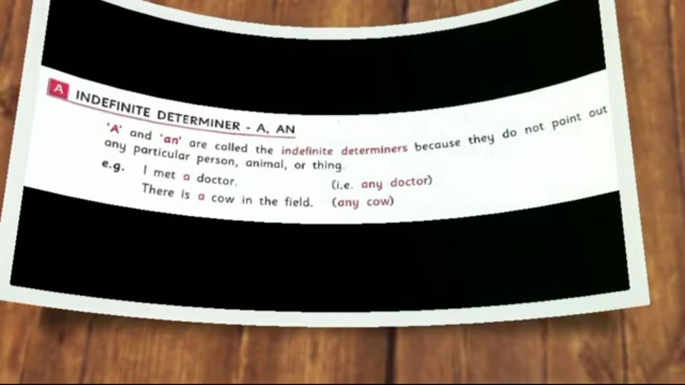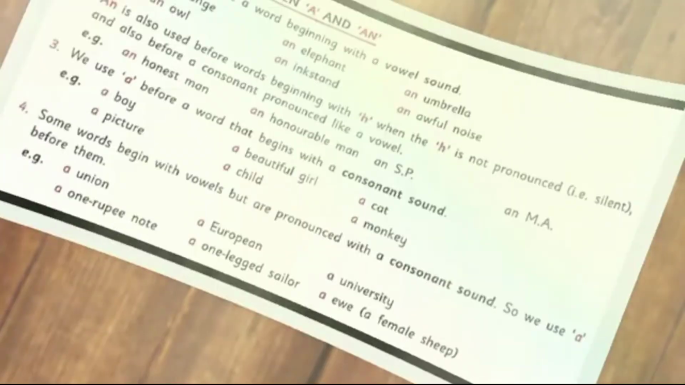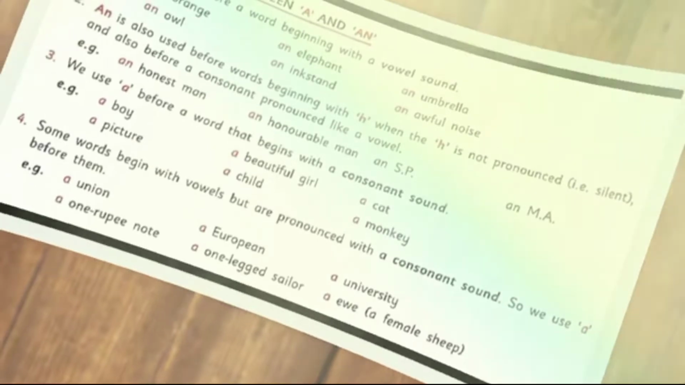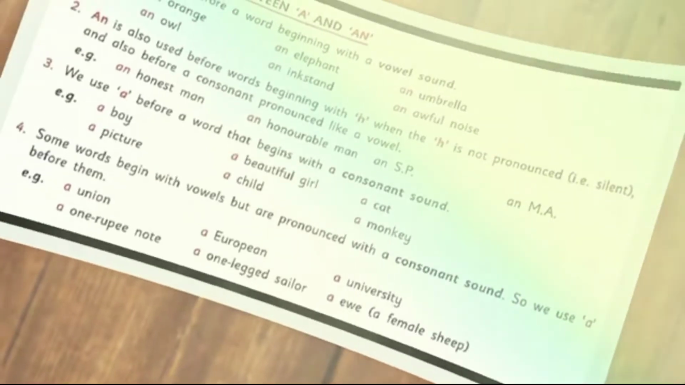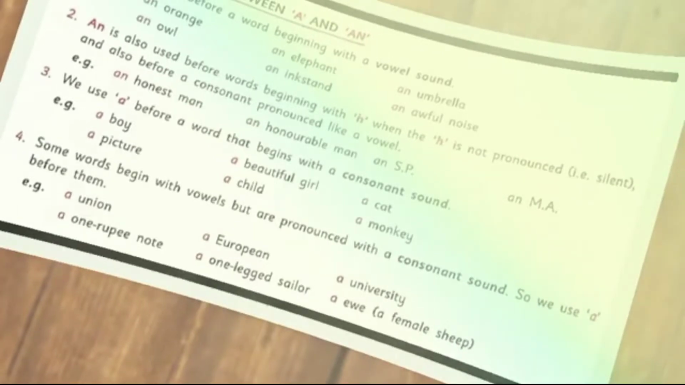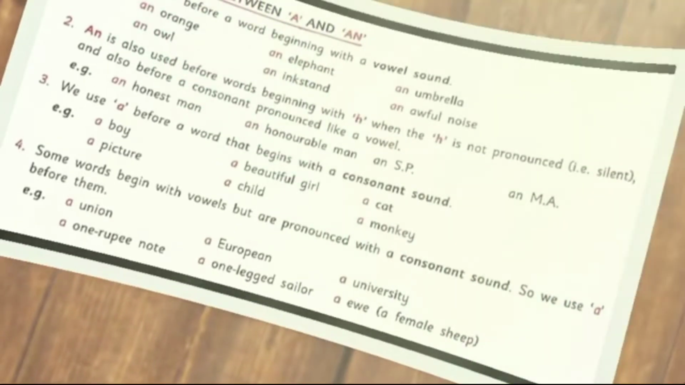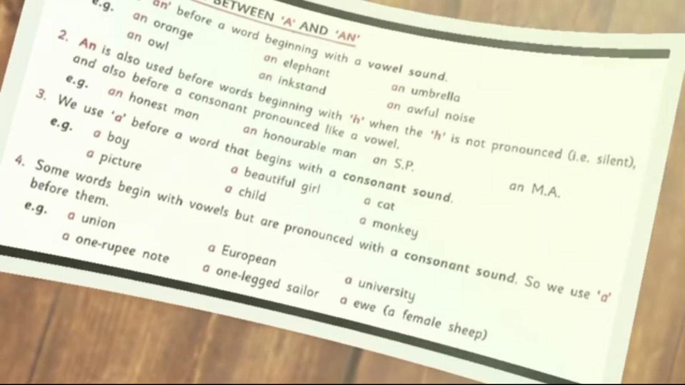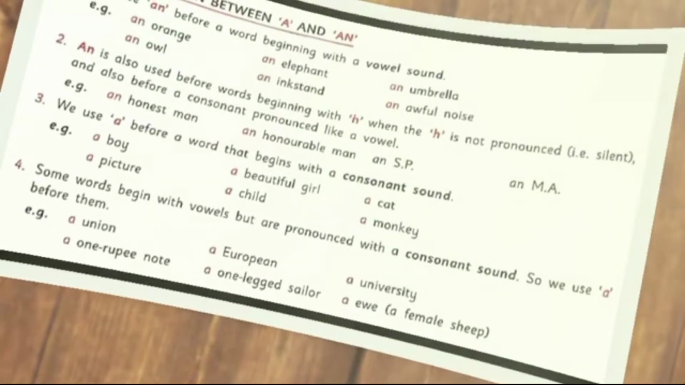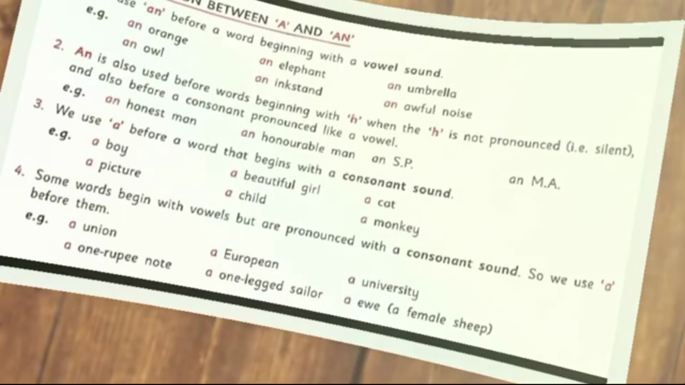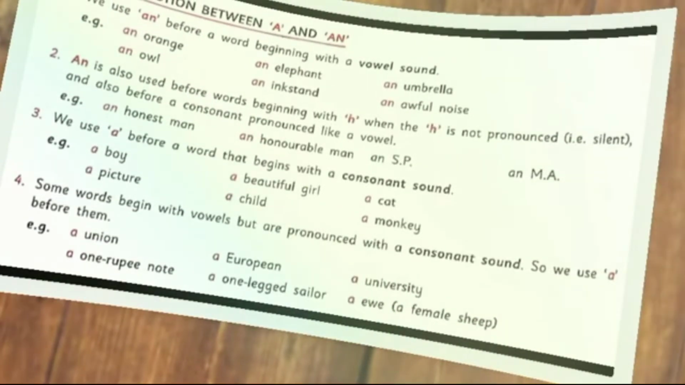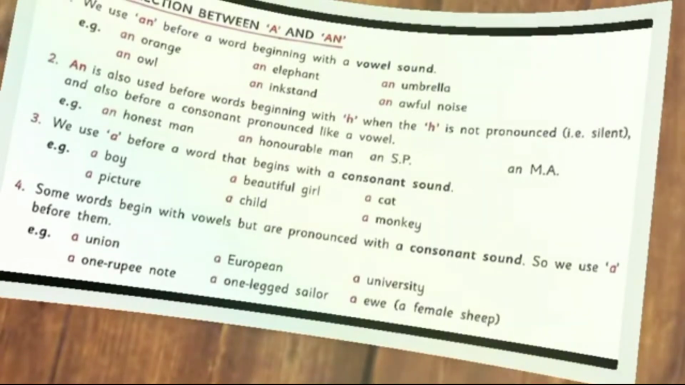Now we shall try to understand where we use a and where we use an. We use an before a word beginning with a vowel sound. You know what vowels are? Don't you? A, E, I, O, U are called vowels. For example, an orange, an elephant, an umbrella, an owl, an inkpot, etc.